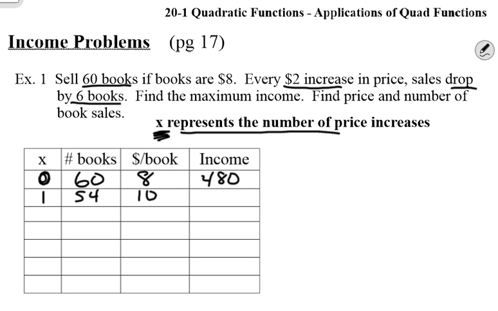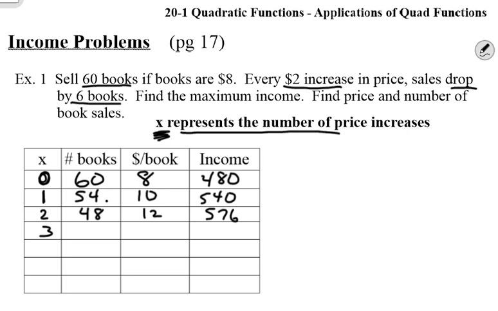So if they make one price increase, they're going to have an income of $540. Well, that's a good thing. Absolutely. If they do a second price increase, their sales will drop by 6 more, down to 48 books. Well, but the price of the books will be $12. Well, if they can sell 48 books at $12, they're going to make $576. Fantastic. Still looking good.